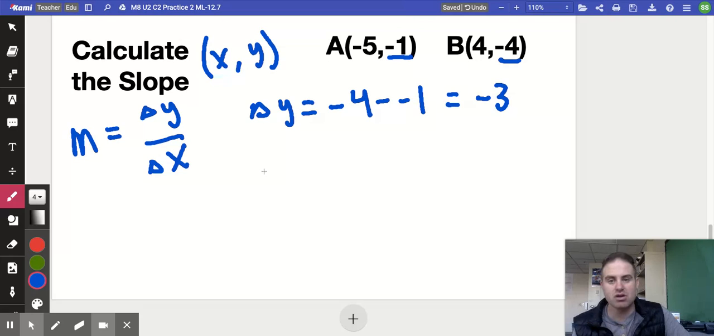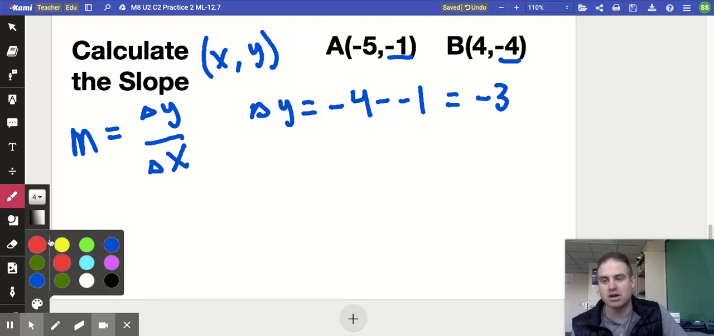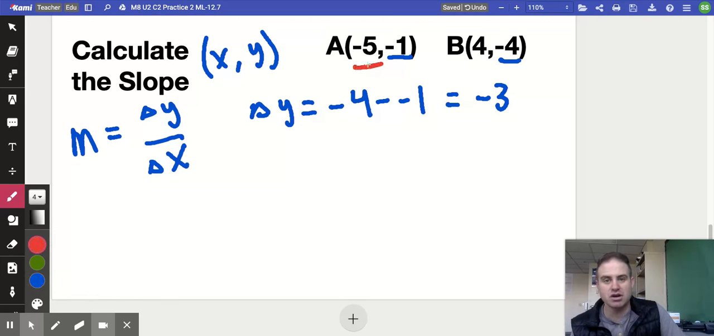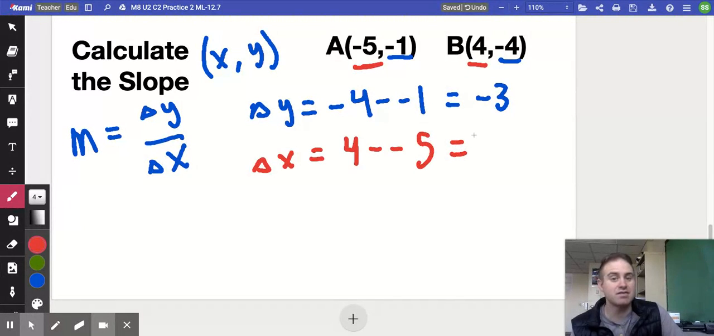And then our change in x, okay, our x values here are -5 and 4. So if we're going to have change in x, we need to find the difference again between -5 and 4. Since we started here first with -4, we need to start our subtraction with the b point as well. So we need to take 4 minus -5. Subtracting a negative turns into addition, so we end up with 9.